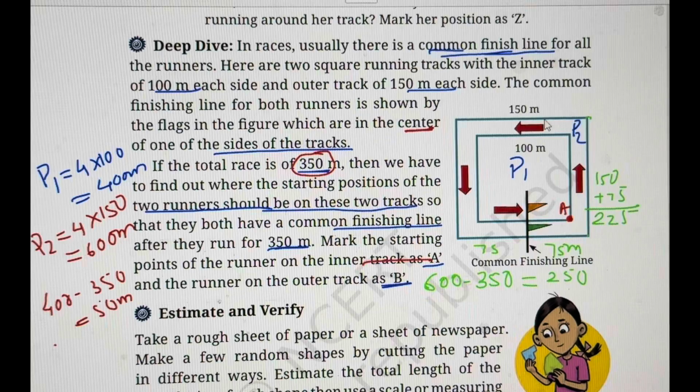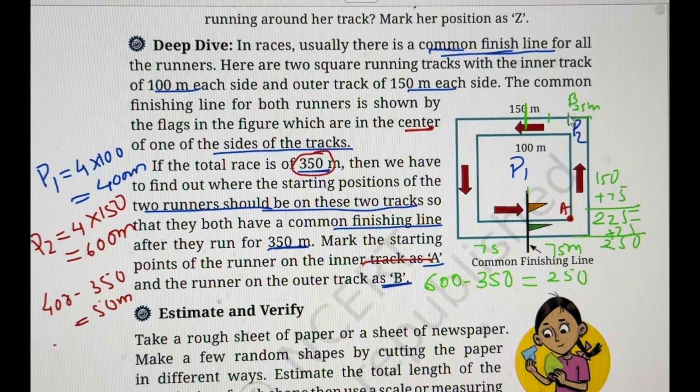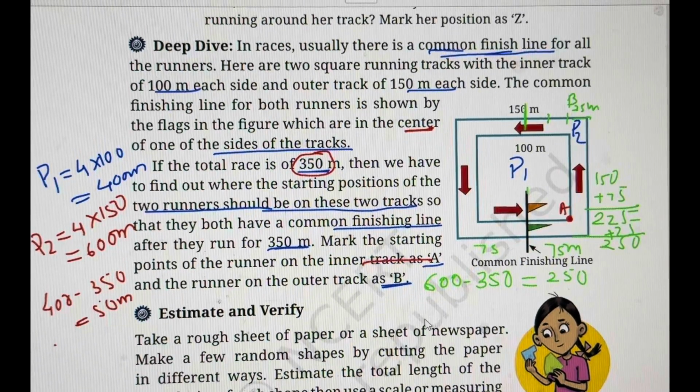Now, how will we get 25 over here? If we just take the center, use a scale and mark this point here 75, and divide this 75 into 3 equal parts, we will get approximately 25 meters. So this point which I have marked will be point B, because this is 25 meters. So 25 plus 150 plus 75 will be total 250 meters. We have gone backwards. So if he starts from here, then this person will also cover 350 meters, right?